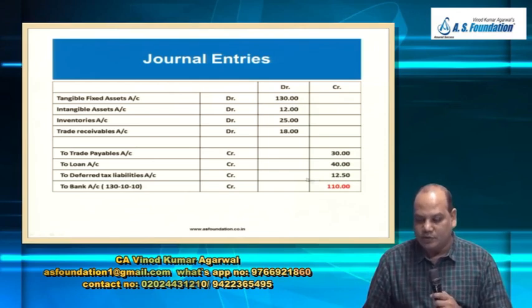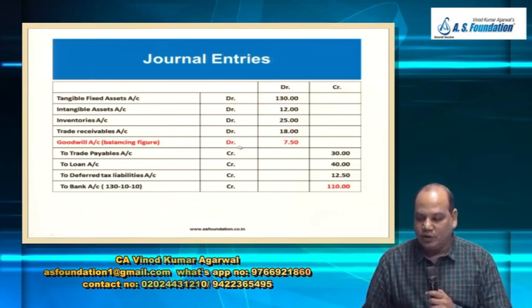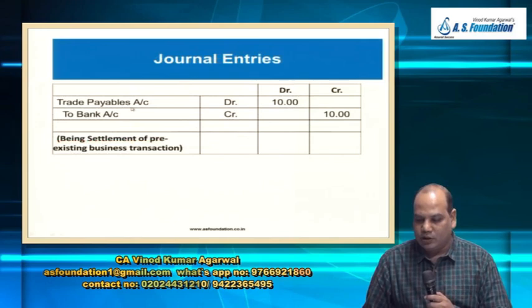Now check whether we have a difference. So there is a difference on the debit side. Goodwill account debit 7.50. Balancing figure, one line blank.